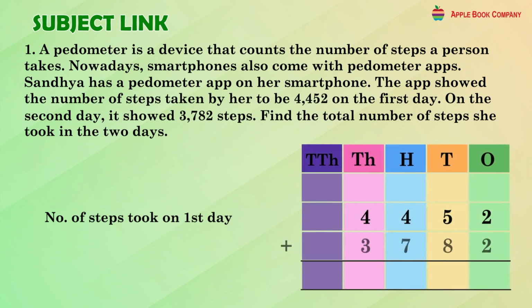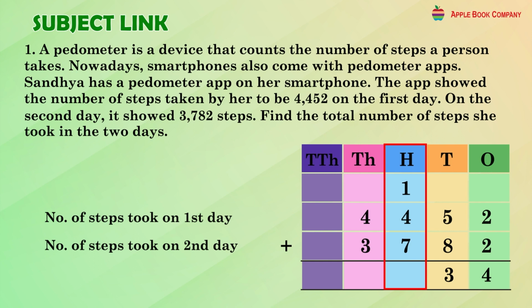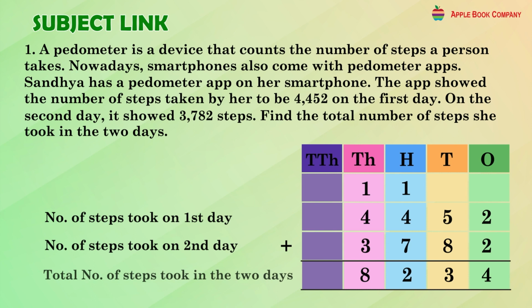4,452 plus 3,782 is equal to: adding ones, which is 2 plus 2 is 4, adding tens, which is 5 plus 8 is 13, 3 at the bottom and 1 carrying it to hundreds. 1 plus 4 plus 7 in hundreds gives us 12. 2 at the bottom, 1 we carry to thousands, 1 plus 4 plus 3 is 8. So the total number of steps that she took in 2 days is 8,234.